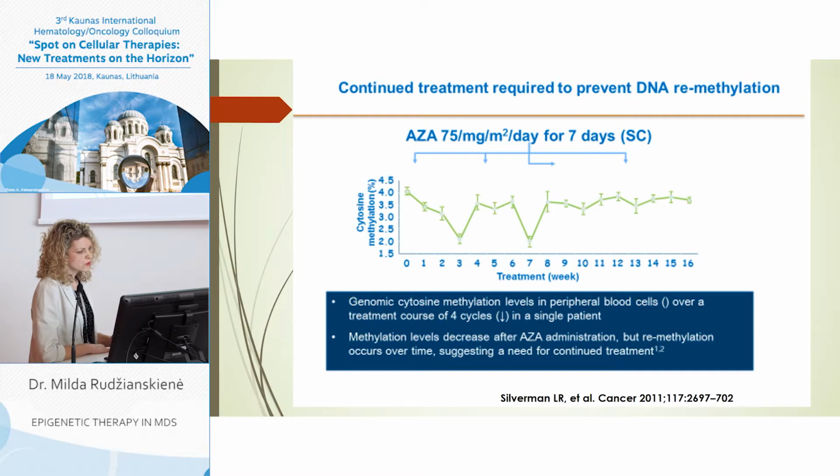Why should we continue the treatment and not stop? It's shown here: the DNA methylation decreased during the first 3 weeks of azacitidine treatment, but after 4 weeks the DNA remethylates again, and this is why we need to continue the treatment, continue the cycles, and only after several weeks, 8-9 weeks, does the DNA methylation level remain stable.